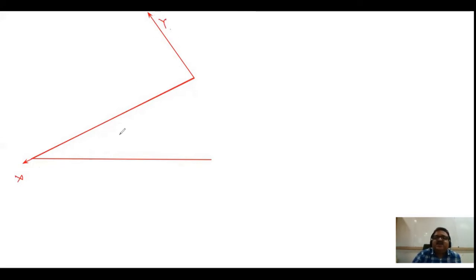Now, if the projectile is projected like this, then what will happen? Watch this. It is u, it is theta, and it will follow a path like this. Resolving into components, this is u cos theta and this is u sin theta.